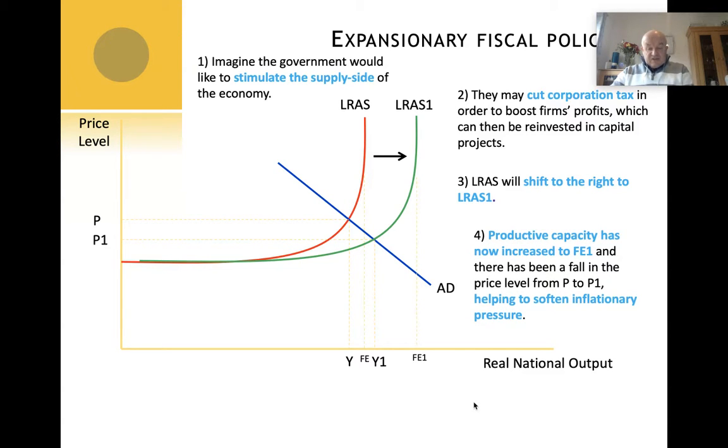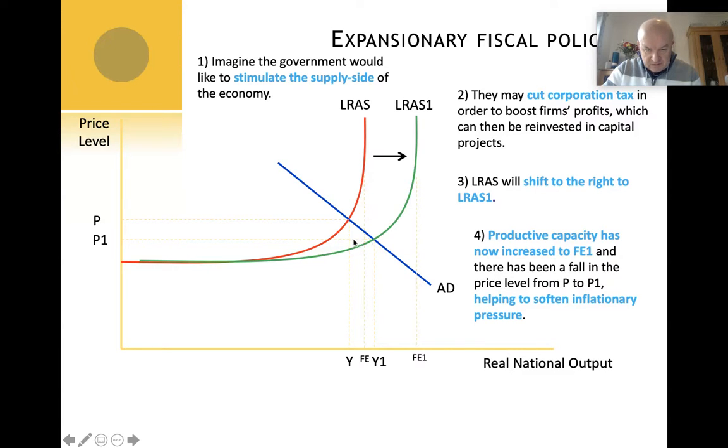That means effectively two things. One is that productive capacity is now increased, as you can see from our original point of FE at this point, full employment for our long-run aggregate supply. That's now moved so that our overall productive capacity is significantly increased to FE1. And on the basis of that, you can see there's a fall in the price level from P to P1.